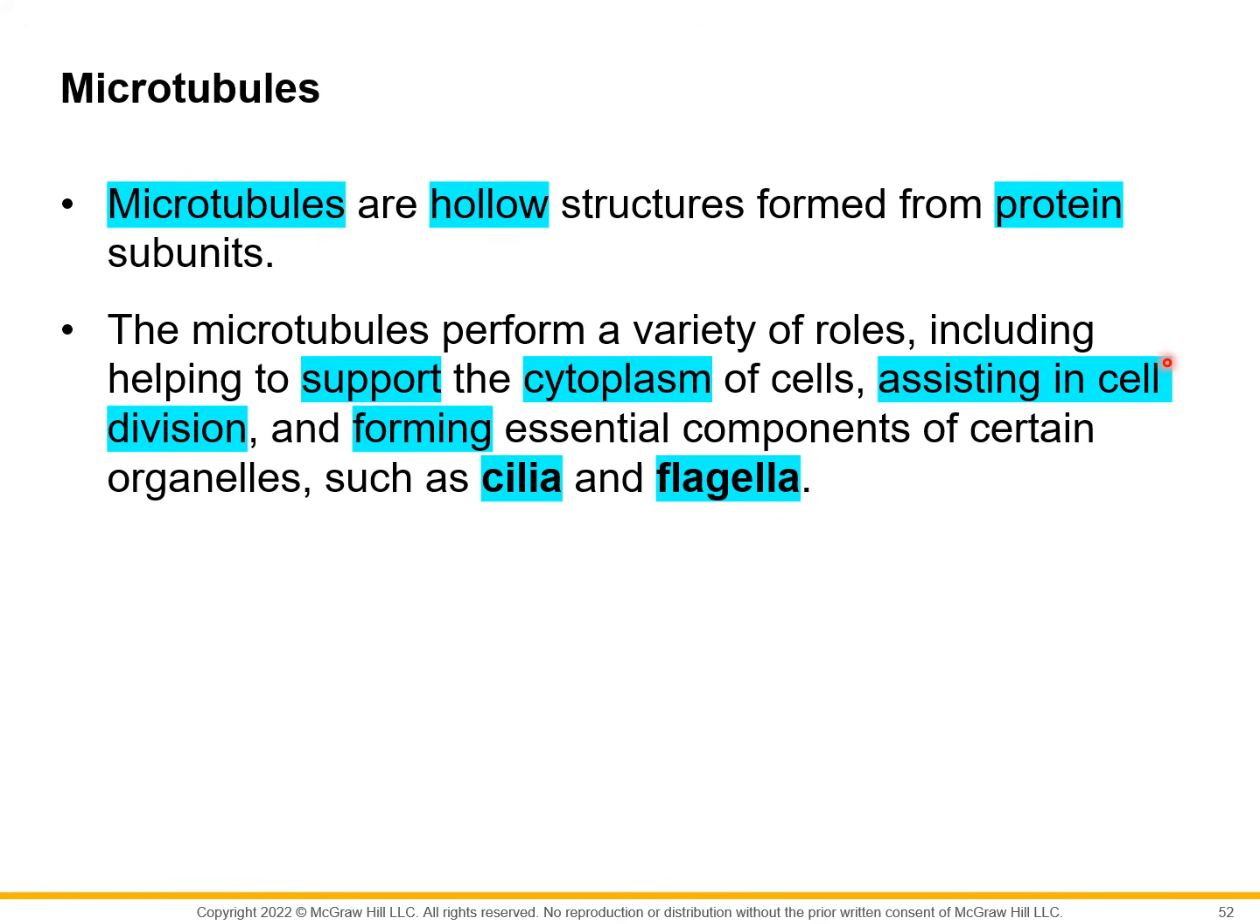They could also form essential components of certain organelles such as cilia and flagella. So the cilia and flagella, these are extensions on the outside of the cell, which we'll talk more about later. Okay? But again, these two are also made up of microtubules.